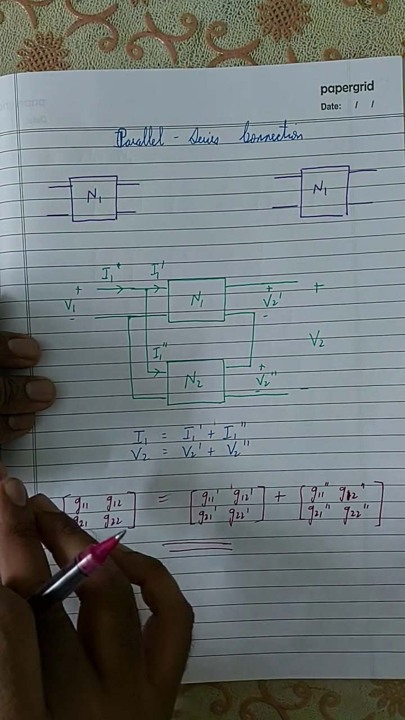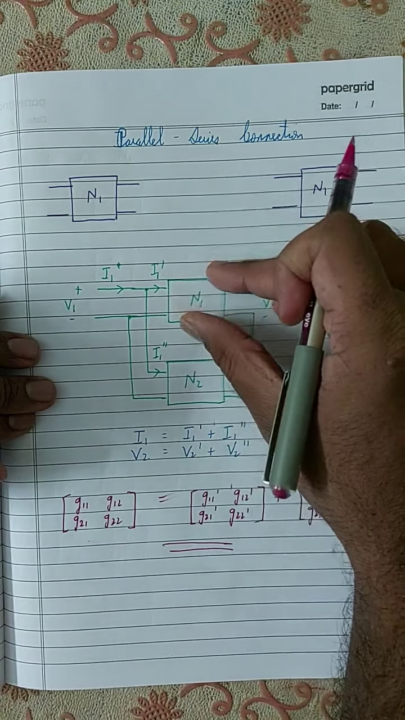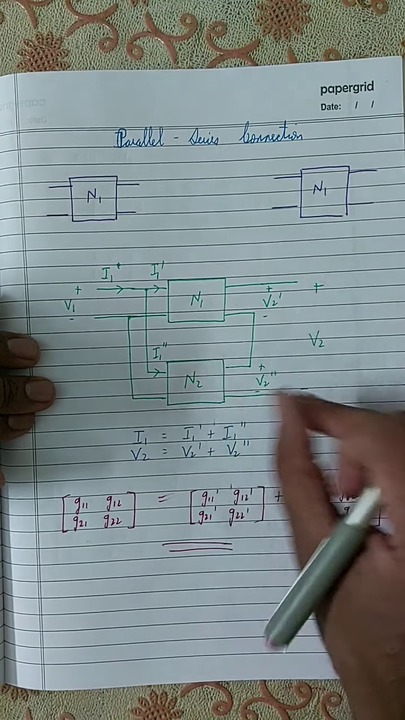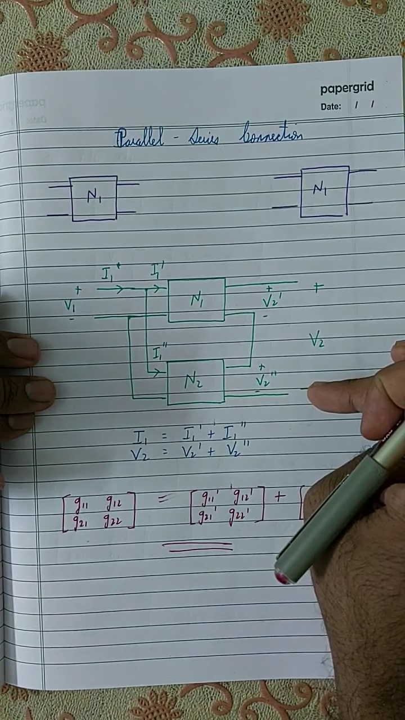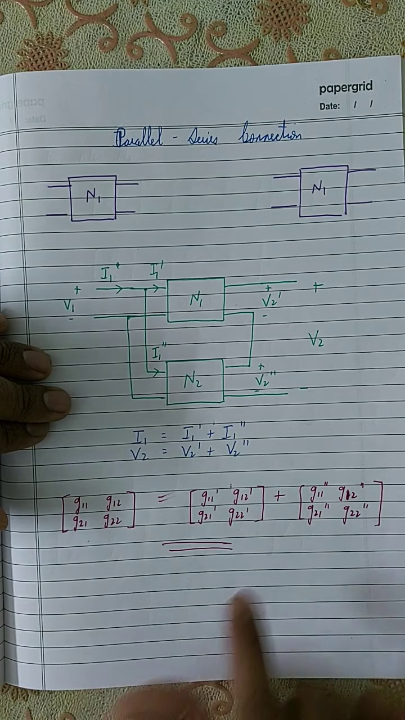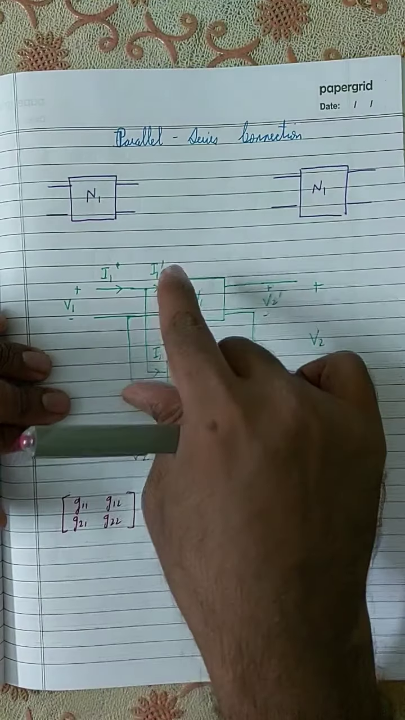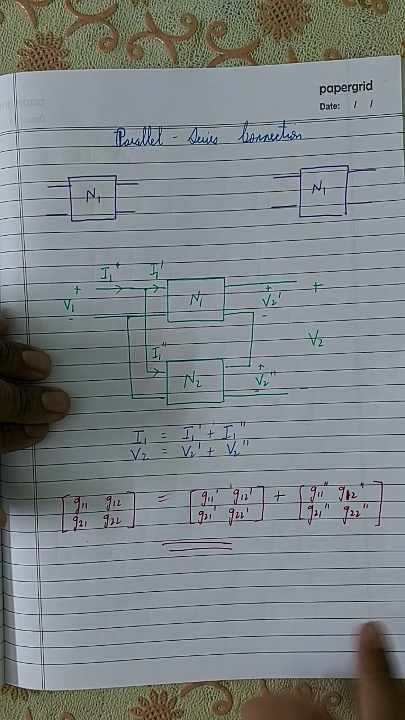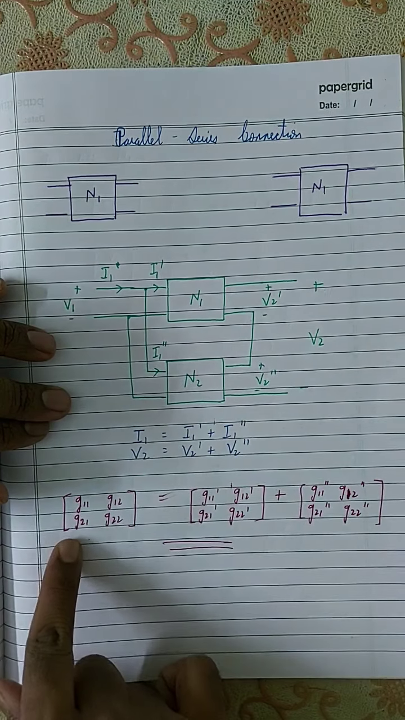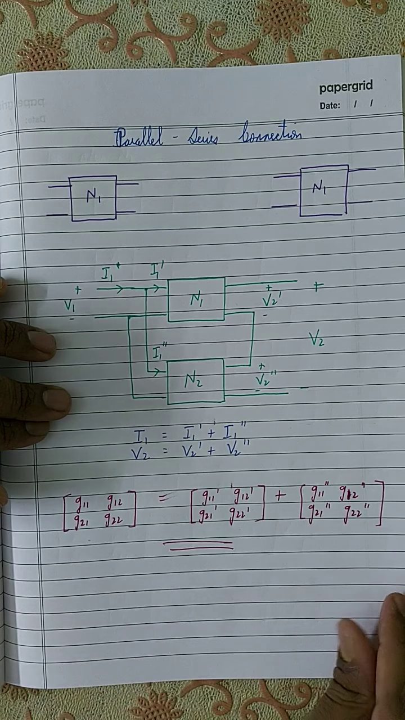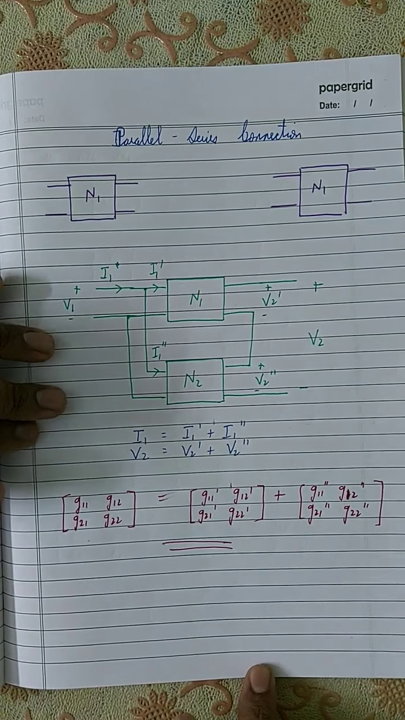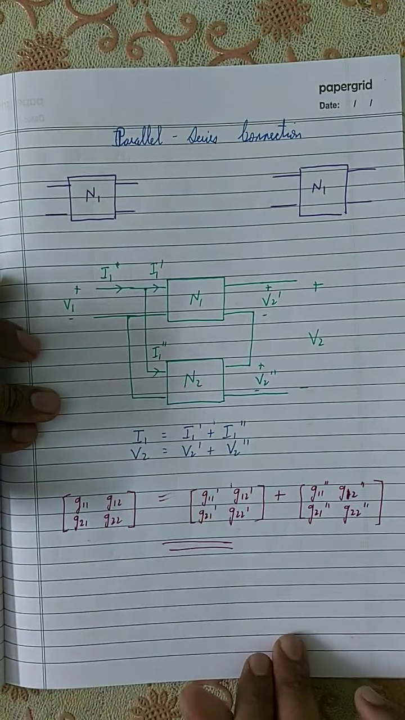Deriving just like how we did in the previous connection, first you write the inverse hybrid equation of this network, and then you write the inverse hybrid parameter equation of this network, and then you know which one is divided, right? So you write the matrix equation for the overall network, and finally you substitute the corresponding current and voltage equations, and you will get this equation. From here you can say that the overall inverse hybrid matrix is nothing but the sum of the individual inverse hybrid parameter matrices. So this is what we see for a parallel series connection.